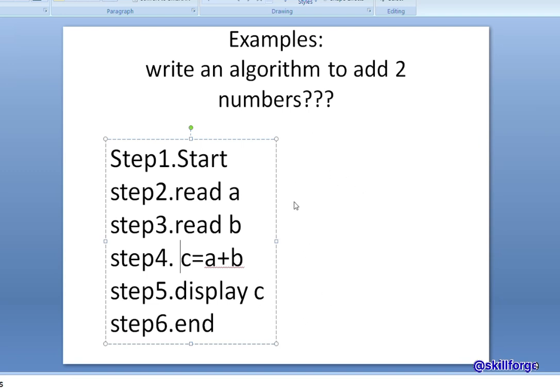Have you understood? I hope you all have understood this algorithm. If you have not understood, let me know in the comments. I will try to explain further in a simpler manner. So this is all about the algorithm.